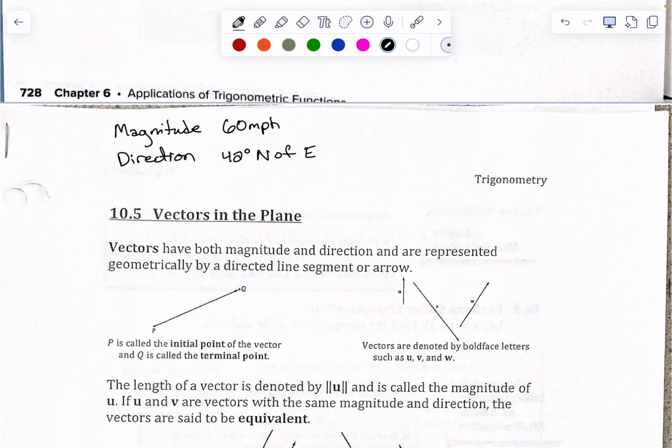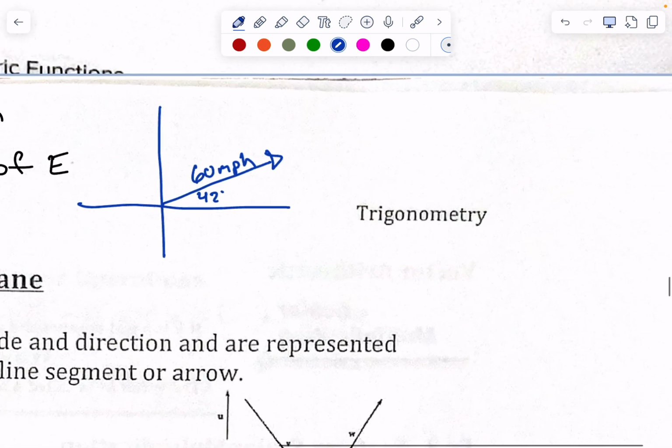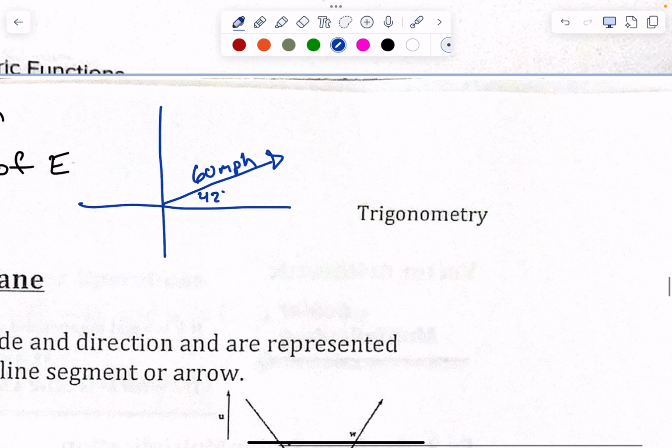All right. So this vector, just FYI, if I draw this vector it would look like this. 42 degrees and 60 miles per hour. Okay, that's what it would look like. All right. Now, ready? You can add and subtract vectors. You might like vectors, okay? So, here's the deal.